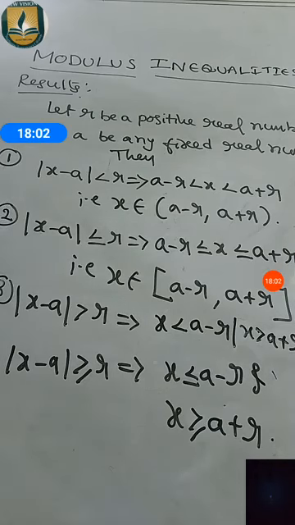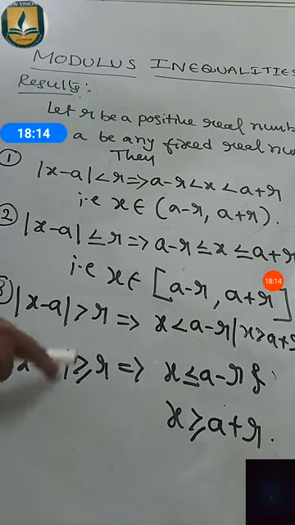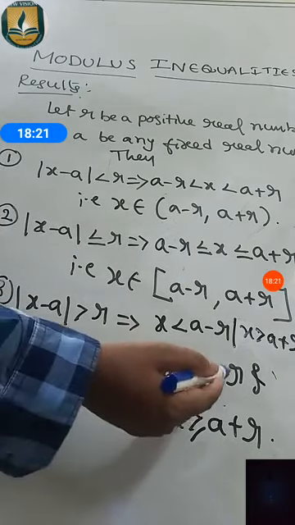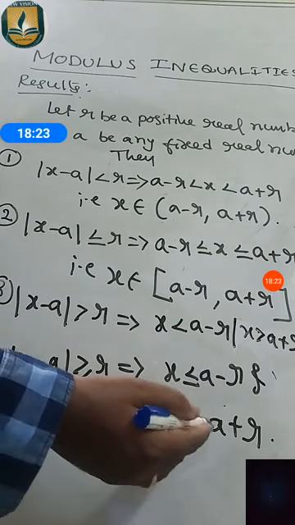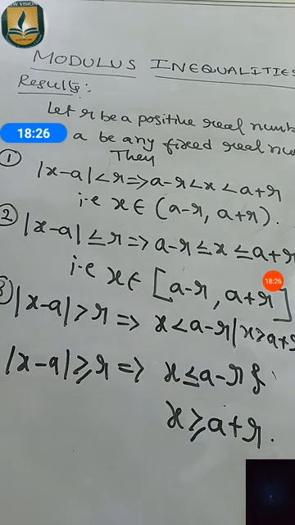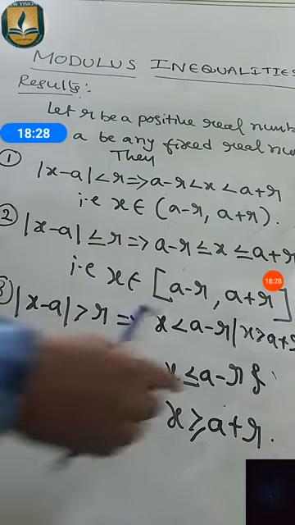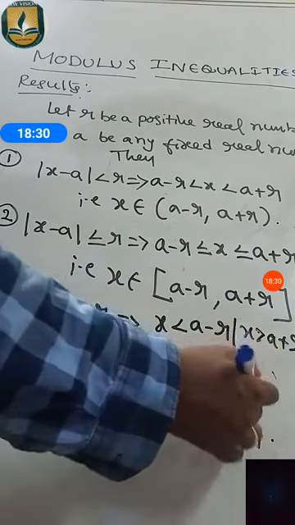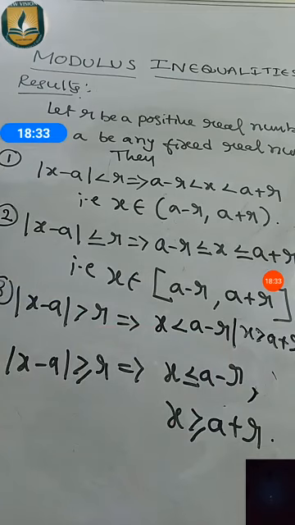Now the fourth result, modulus of x minus A greater than or equal to R. Now we have the equal symbol for the third one. The same result we are going to get, but including the R, like the equal symbol. That means x less than or equal to A minus R and x greater than or equal to A plus R. These are the results we have got.